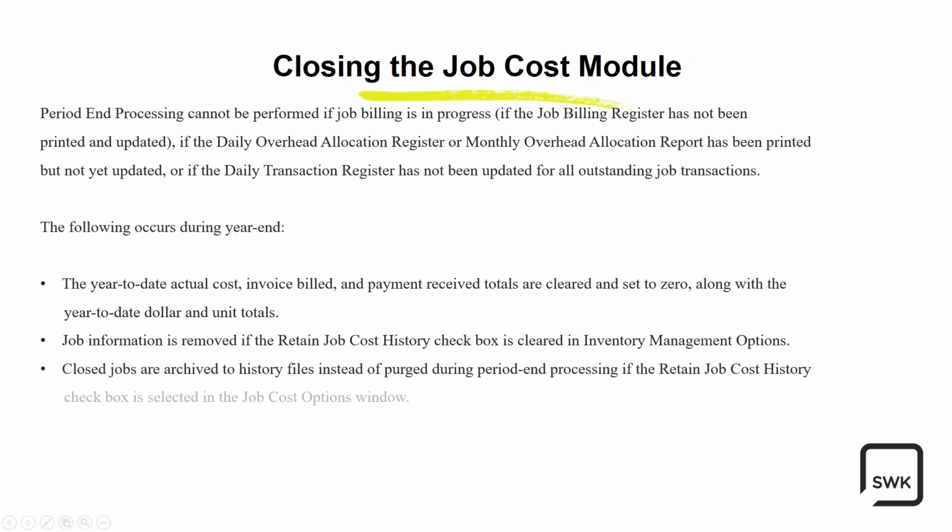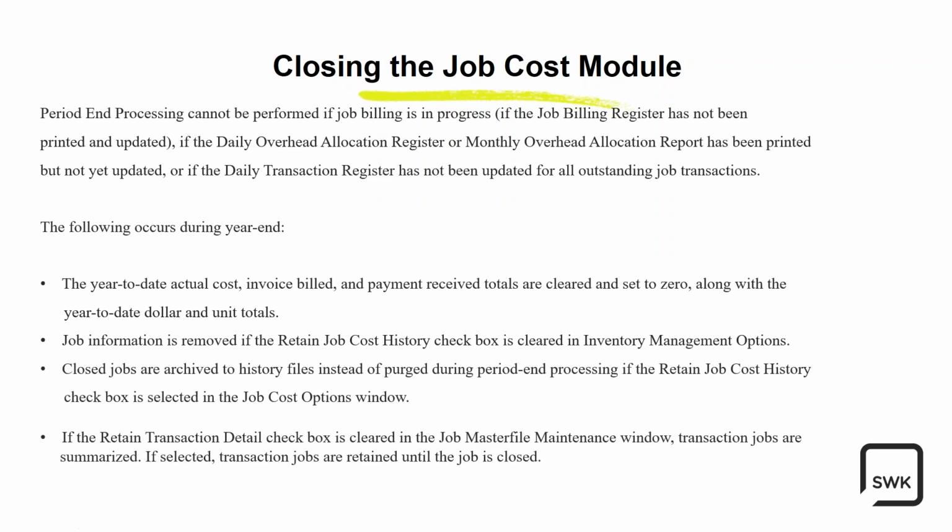You can't perform period end for job cost if job billing is in progress, or if the daily overhead allocation register or the monthly overhead allocation register has been printed but not updated, or if the daily transaction register has not been updated for all outstanding job transactions. So you want to make sure that you have everything posted, otherwise you will get an error message that will tell you that these have not been updated and it will not allow you to go forward.